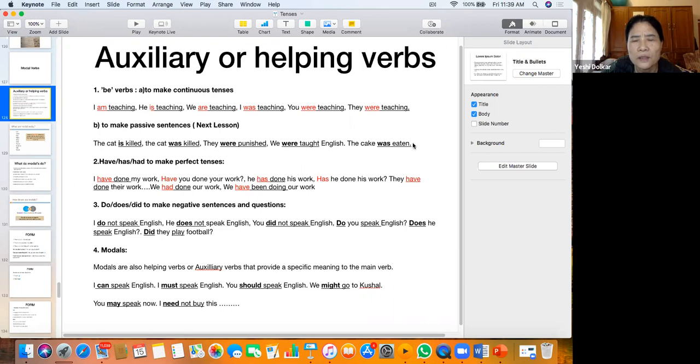You use it with the participle there. Past participle: was eaten, were taught, were punished, was killed, is killed.